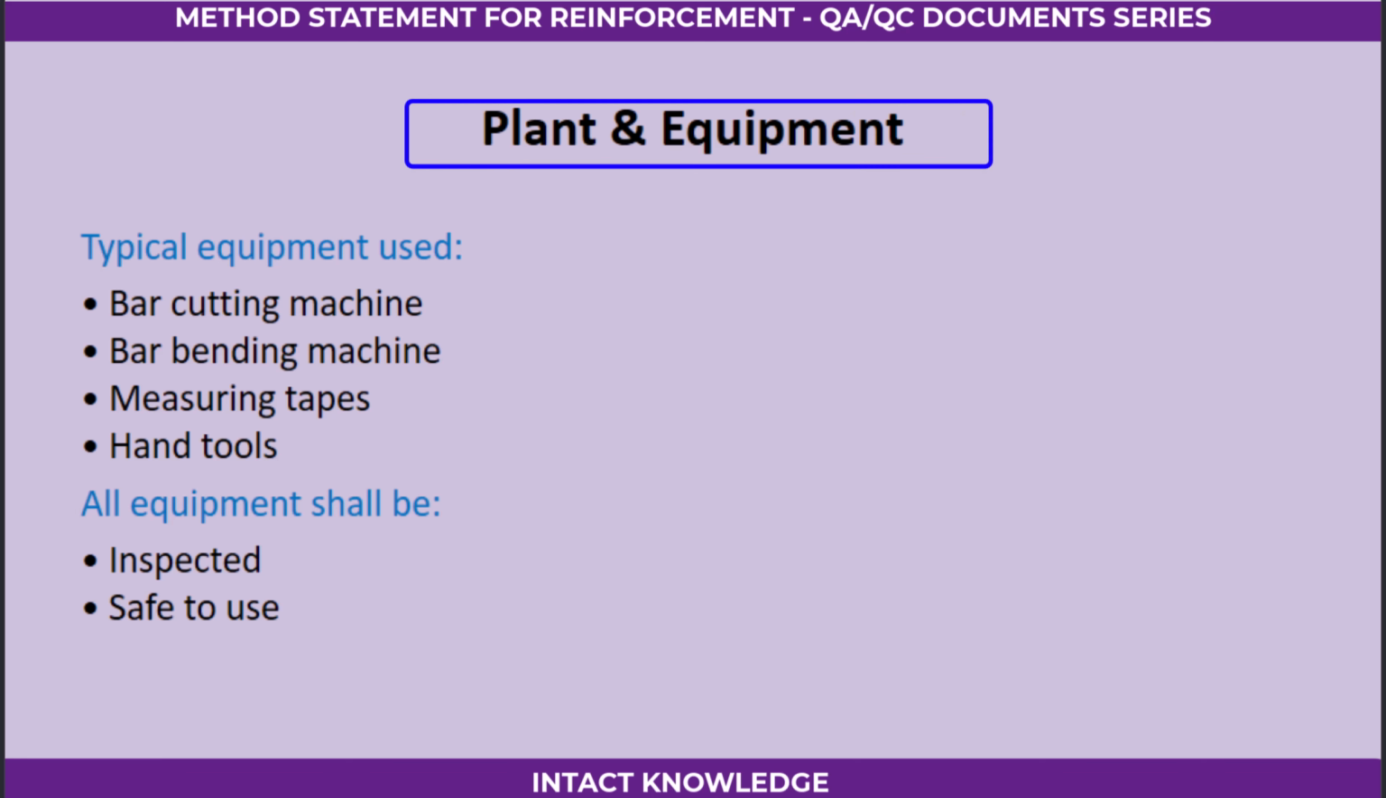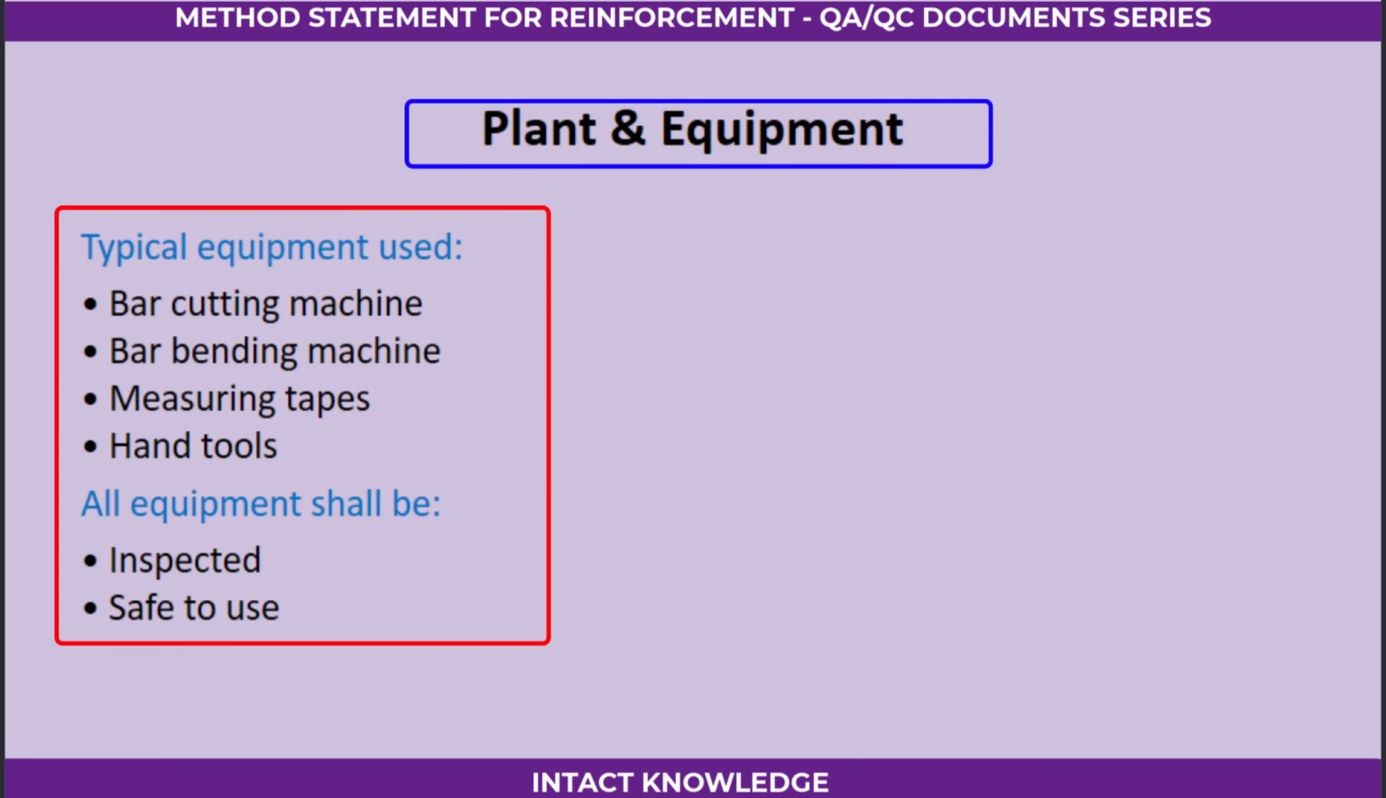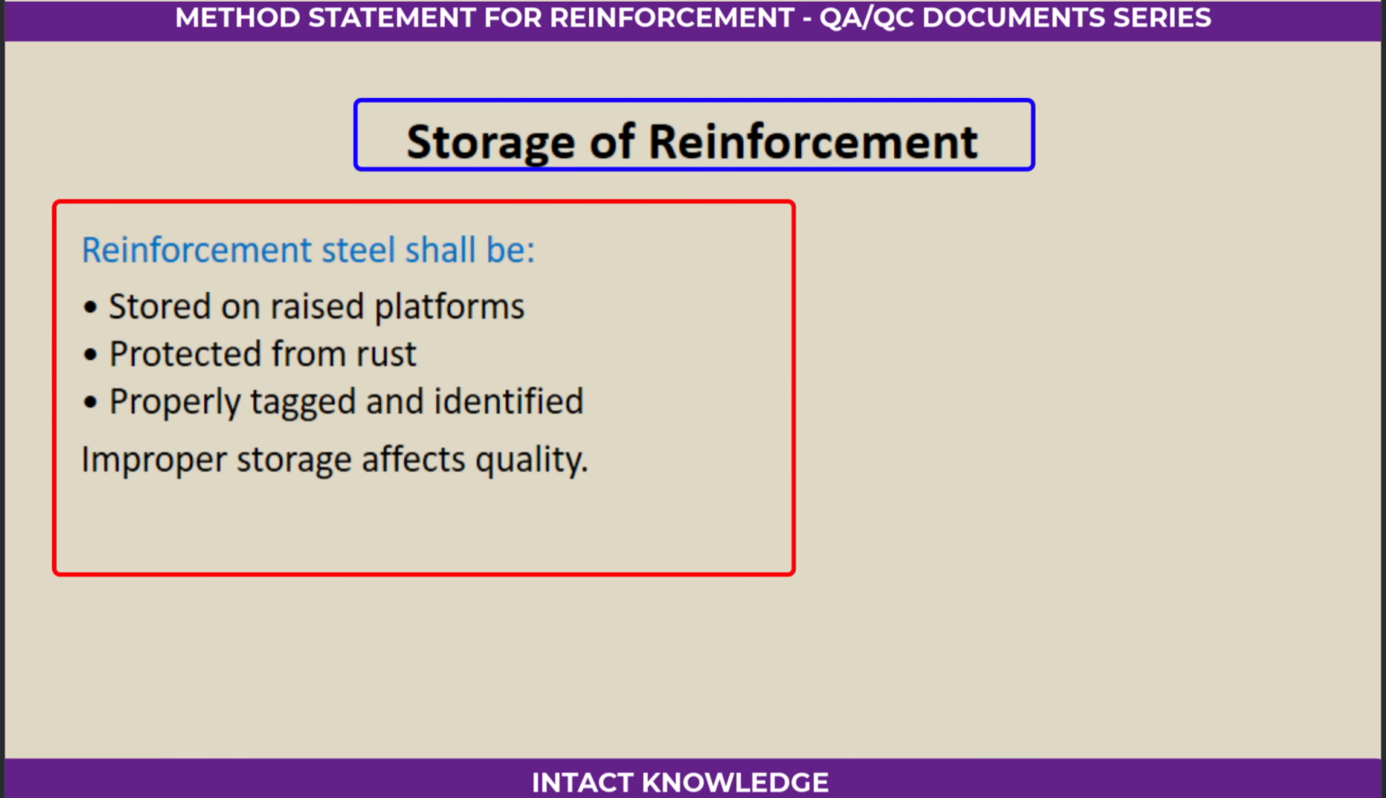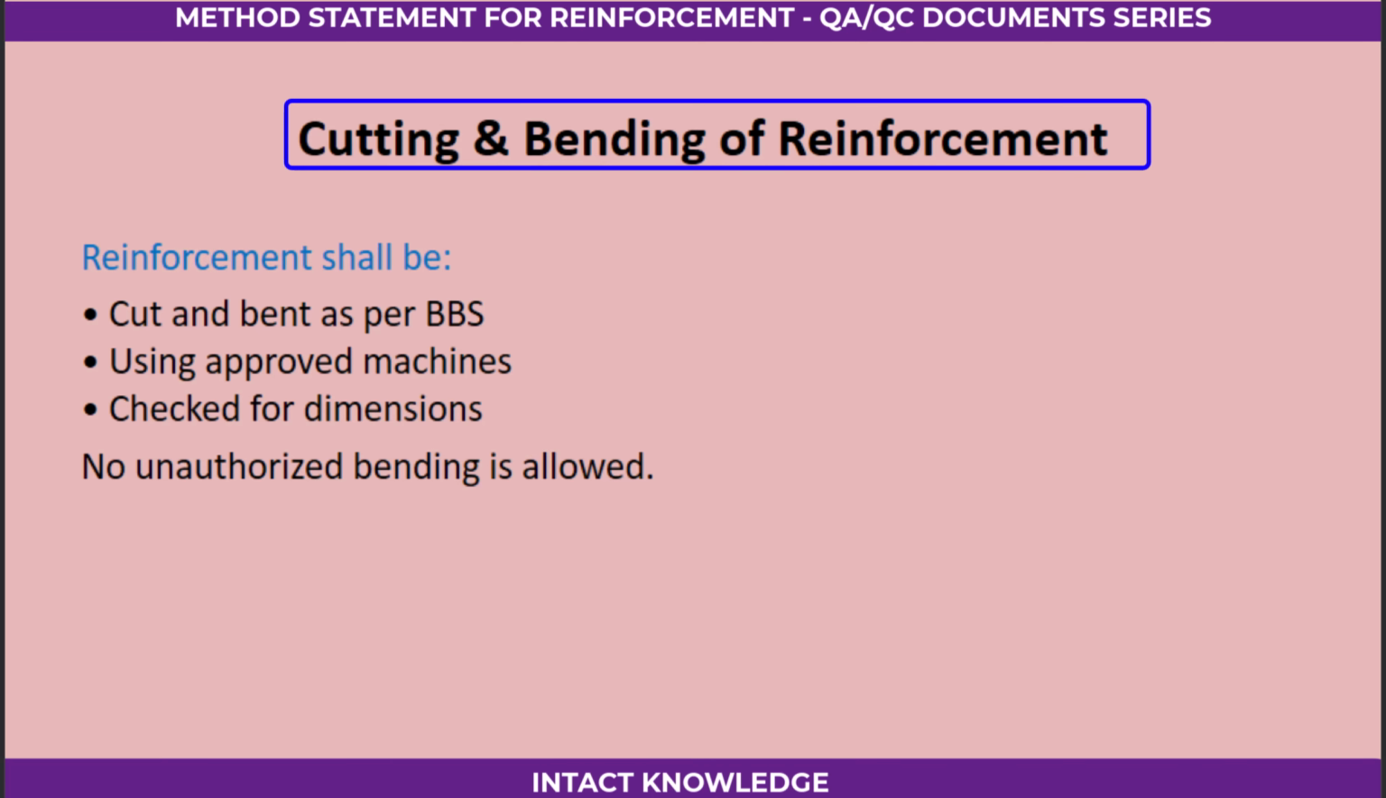Plant and equipment. Typical equipment used: bar cutting machine, bar bending machine, measuring tapes, hand tools. All equipment shall be inspected, safe to use. Storage of reinforcement. Reinforcement steel shall be stored on raised platforms, protected from rust, properly tagged and identified. Improper storage affects quality.